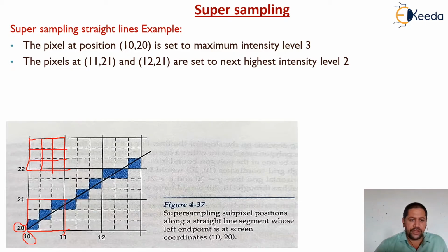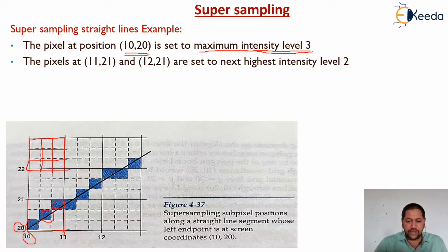The pixel at position 10, 20 is set to the maximum intensity level 3. Why is it set to level 3? Because inside these 9 subpixels, there are 3 subpixels which are on the path of the line: subpixel number 1, number 2, number 3. These 3 subpixels cover the path of the line, so the pixel at 10, 20 is set to the maximum intensity level 3.